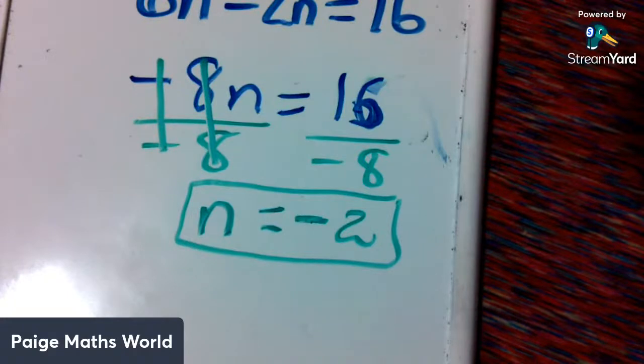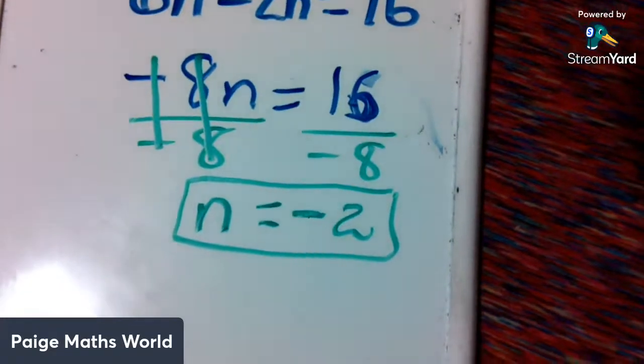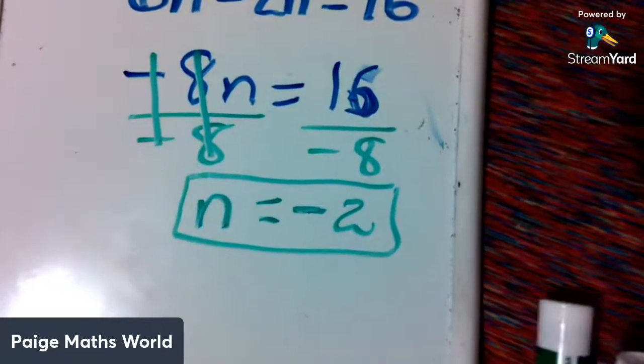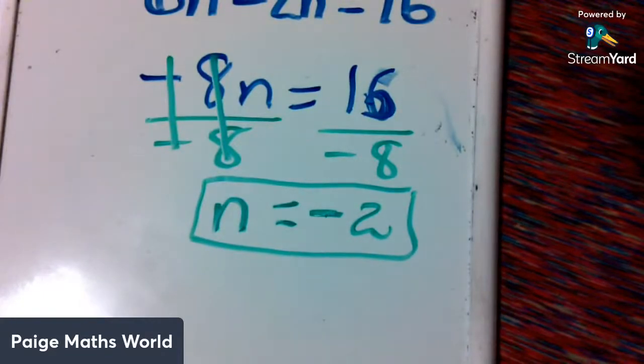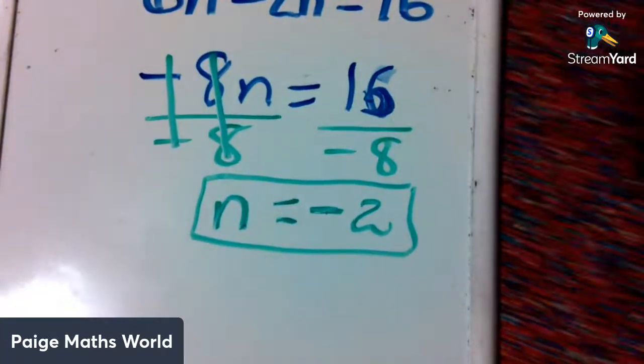All right, so n is equal to negative 2. Do you guys have any question as it relates to this one? Again, positive 16 divided by negative 8 will give you a negative 2, because positive divided by a negative is negative. 16 divided by 8 is 2, because 2 times 8 is 16, right? If you guys know your timetables.